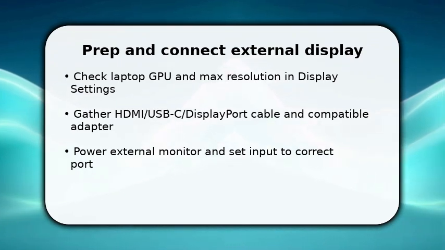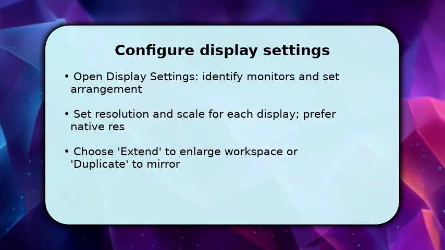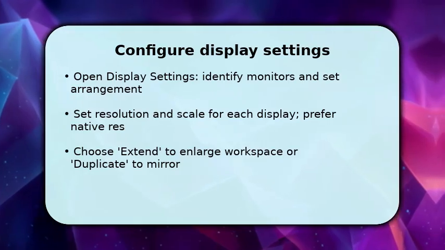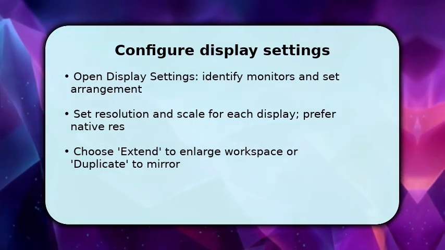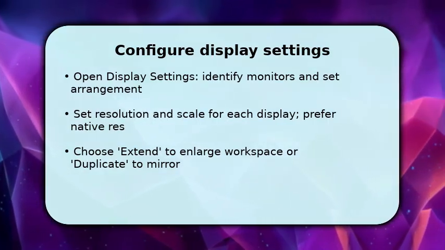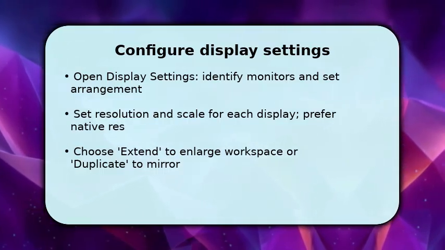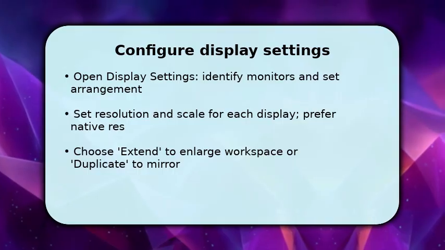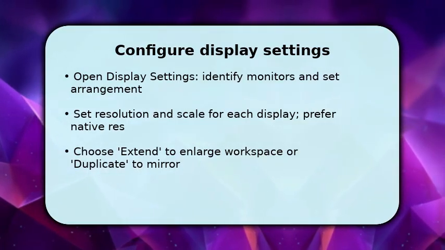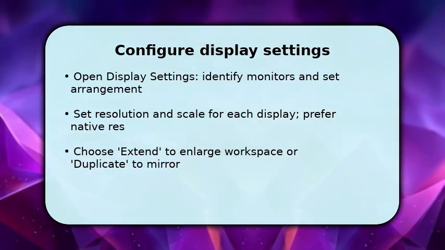Now you move into the system settings to tell the OS how to use the new screen. Open Display Settings, identify which monitor is primary, and drag them to match physical arrangement. This controls cursor flow. Set each display to its native resolution and adjust scale so text looks correct. Higher resolution gives more workspace, but may need 125–150% scaling. Once done, choose Extend to enlarge desktop space. Apply changes and confirm. If text is tiny, increase scaling rather than lowering resolution.